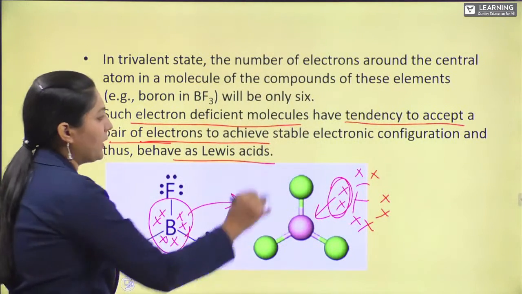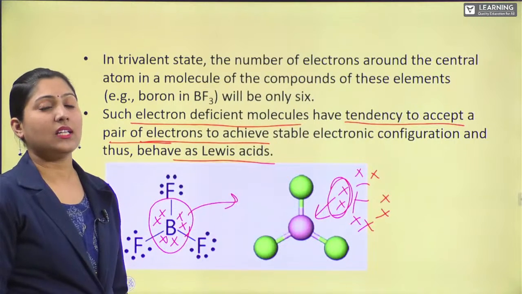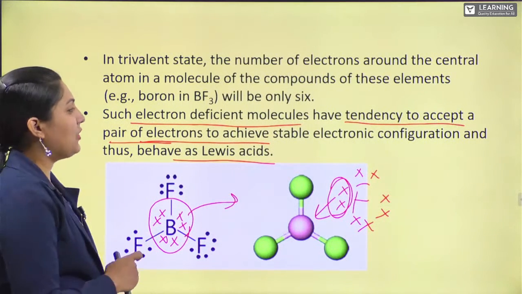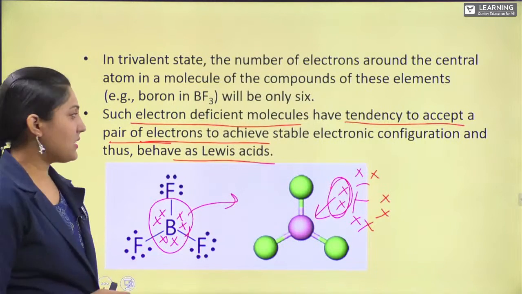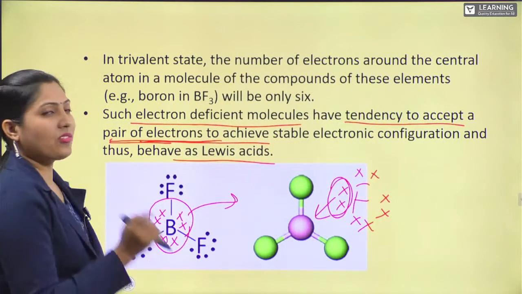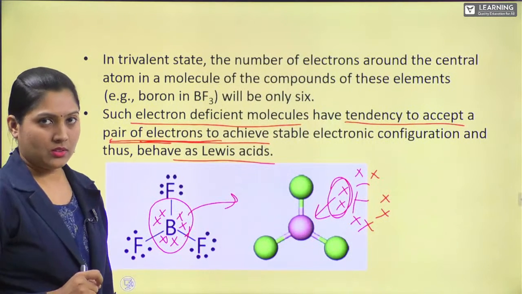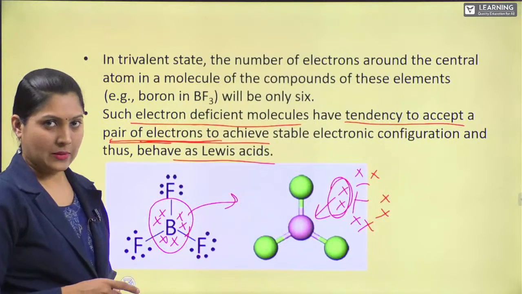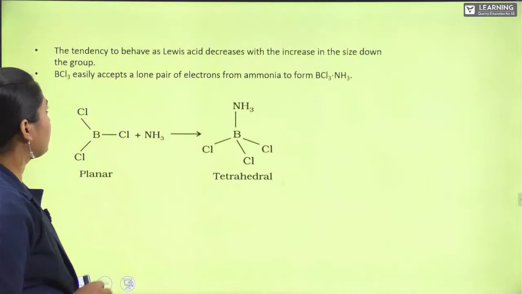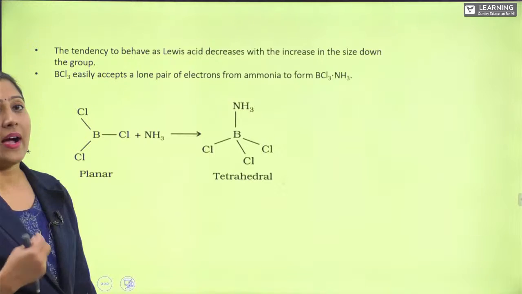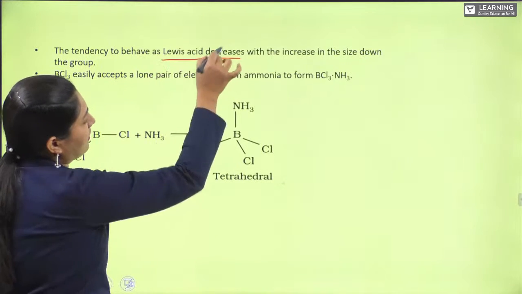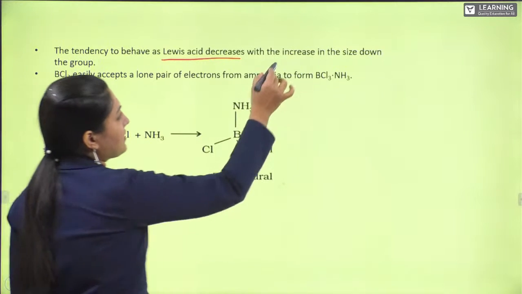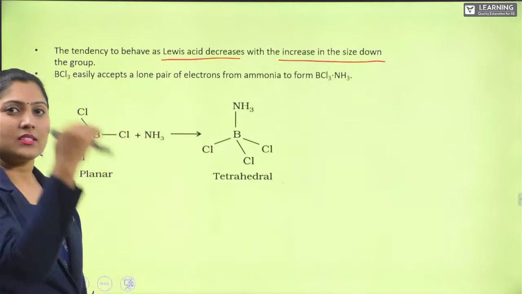And this property of any molecule to attract the lone pair of electrons, we call it Lewis acid. Lewis acid gives you the attraction towards a pair of electrons. If the pair of electrons is being donated, we call it Lewis base. Got it? Good.